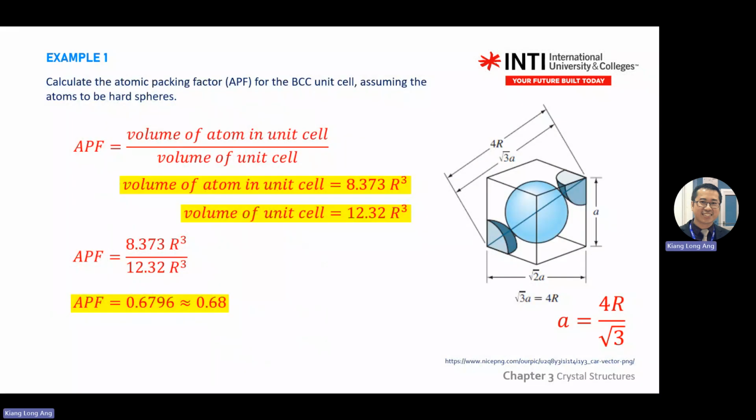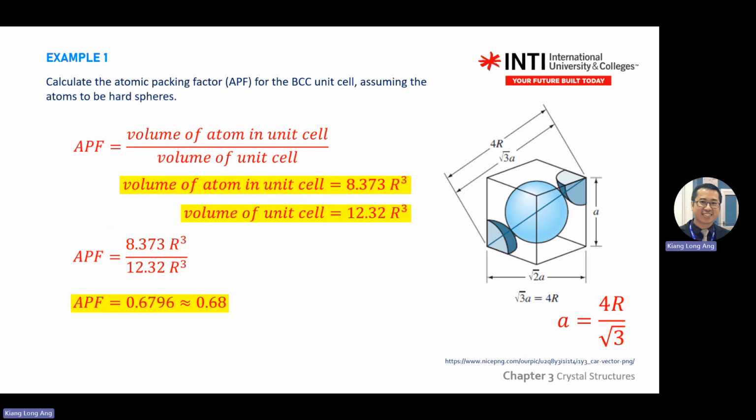Any question for BCC? Now we go to FCC. You can convert to 100%. This is a ratio. You can put it in fraction form, or you can put it in ratio, or you can put it in percentage.